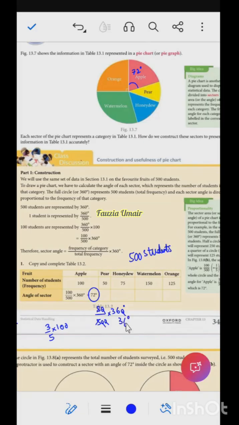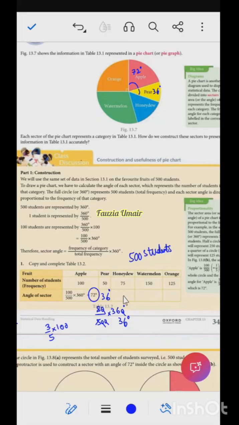So how many degrees of students like Pierre? So just 36 degree, right? So this is how we convert it. This is 36 degree. Pierre का जो angle है ना Pierre के sector का, that is 36 degree.